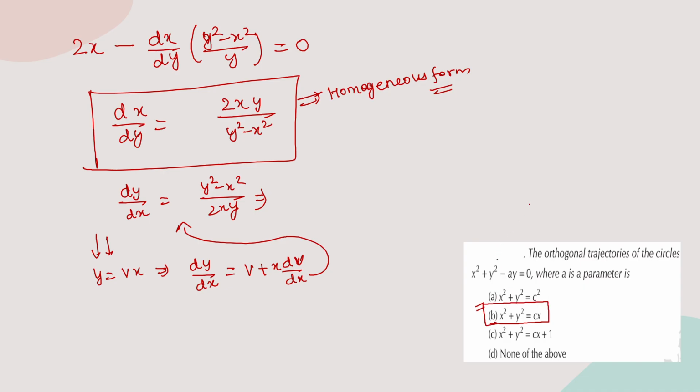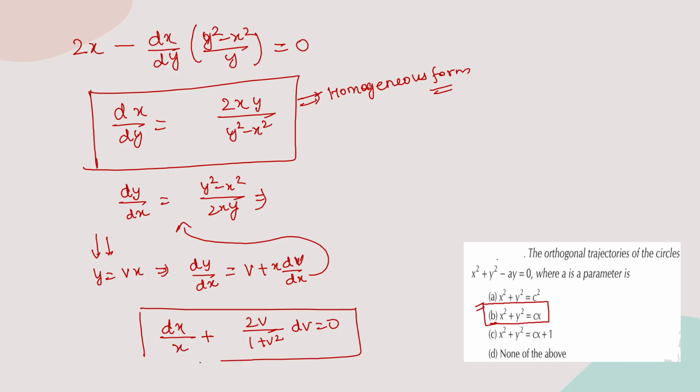Okay, will you be able to do that? Yes or no? So I'm writing the equation, last equation you'll be getting 2v upon 1 plus v square in terms of v, dv is equal to 0. Okay, this is the equation you will be getting, and then you have to do the integration. So this is how you'll be doing this. This is the answer, b option you'll be getting. Yes, b is the right answer.